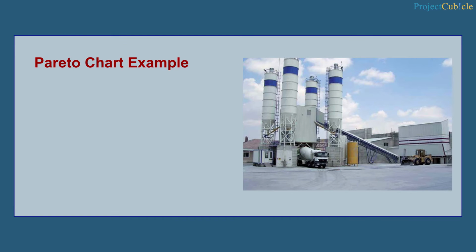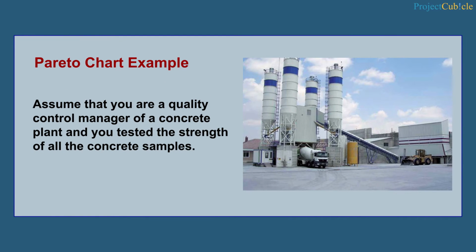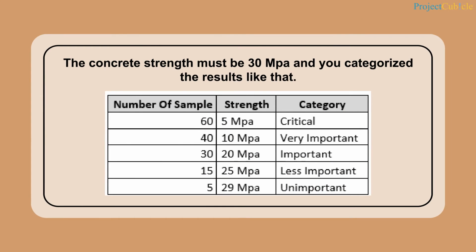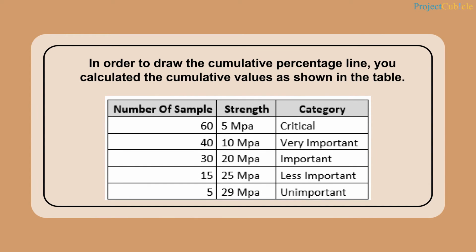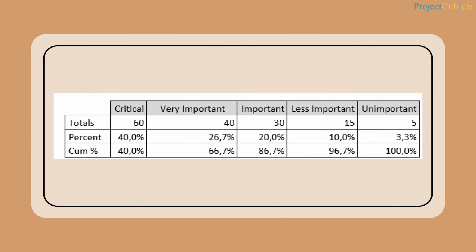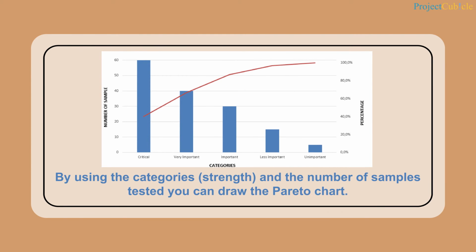Pareto chart example. Assume that you are a quality control manager of a concrete plant and you tested the strength of all the concrete samples. The concrete strength must be 30 megapascal and you categorize the results like that. 60 samples have critical strength while the strength of 5 samples are not critical because they are around 30 megapascal. In order to draw the cumulative percentage line, you calculated the cumulative values as shown in the table. The total number of samples is 150 so the percentage of critical samples is 40. By using the category strength and the number of samples tested, you can draw the Pareto chart.